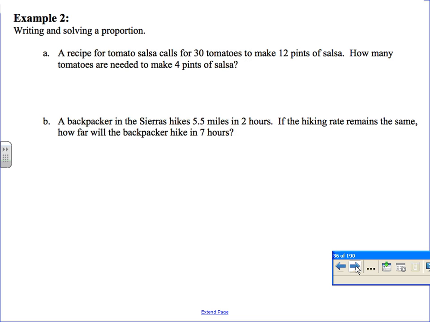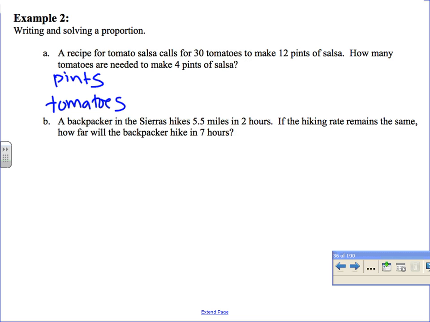All right, ready? Example 2. Anyone feel like reading letter A for us? Doug, nice and loud. So read letter A. Okay. What 2 items or things are we talking about in letter A? Briar, what's one thing? Good, so I want you guys to write down tomatoes and pints. So they're talking about the pints of salsa. I'm just going to put pints. And they are also talking about tomatoes.